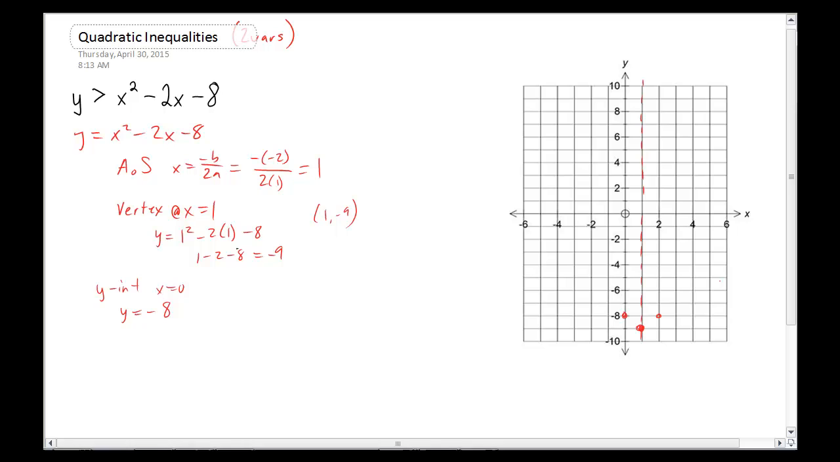And then the last thing that would be helpful would be the x-intercepts. Okay? So to get the x-intercepts, I'm going to make y equal to 0. So I'm going to put 0 in here. I'm still just dealing with the equation because I'm trying to get that boundary line.